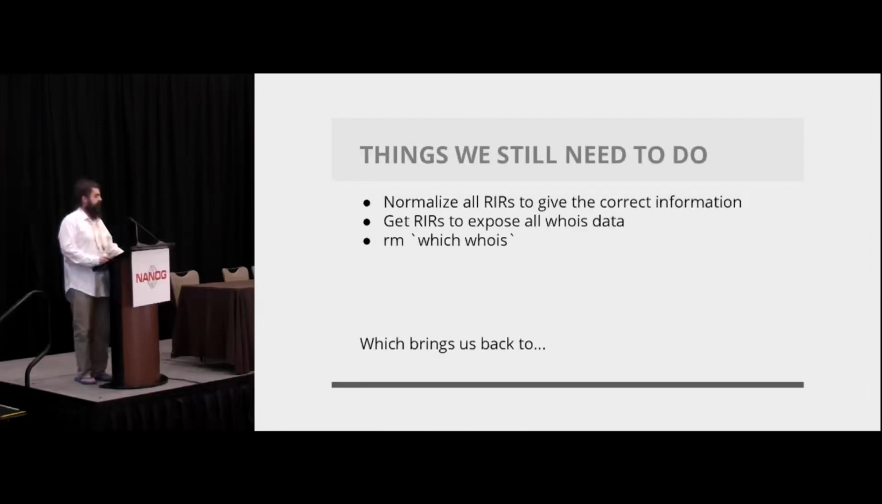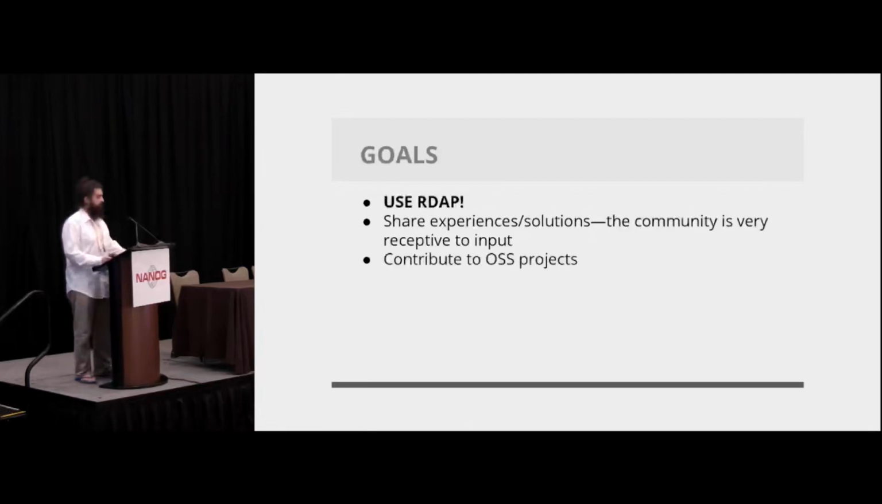So essentially, the things that need to be done for this are, we have a standard way to get data. Not all RIRs are giving all that data. So there's a standard way for them to give it out. They're just not necessarily outputting it, because I should be able to get all the same information I get from Whois via HTTP. And once they do that, we can just get rid of Whois.